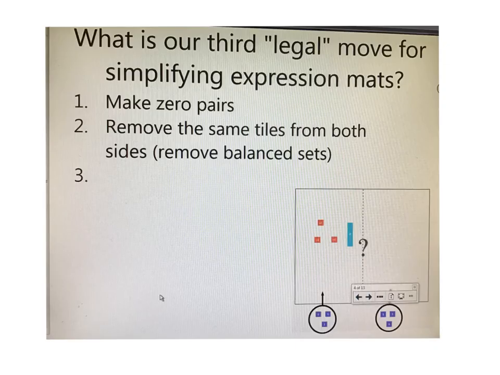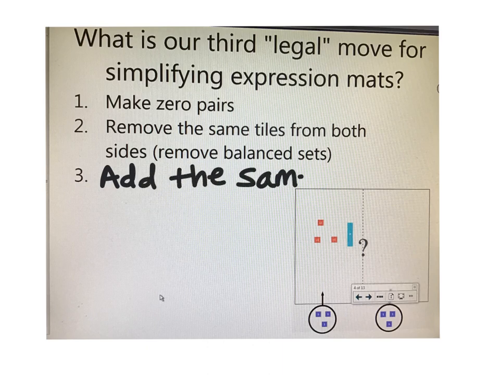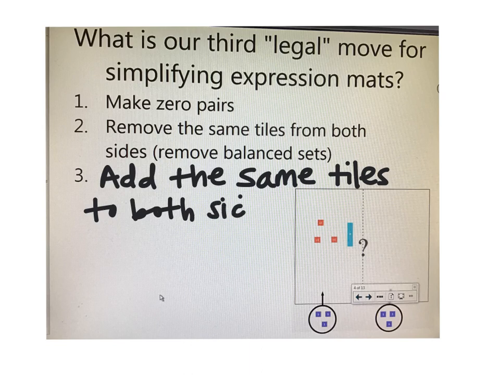All right, so we have learned a couple legal moves when simplifying expression mats. Our first one was to make 0 pairs. The second one was that we can take away the same tiles from both sides, removing balanced sets. The third one, and our final legal move, is you can add the same tiles to both sides. You can add in the same amount of the same tiles to both sides, because as long as you're adding in the same thing to both sides, the mats would still stay balanced.